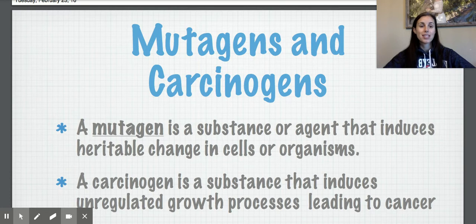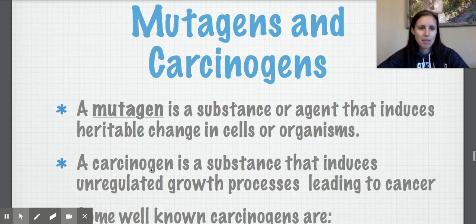Let's talk a little bit about things that can cause those mutations. So we mentioned before that mutations just naturally happen. However, there are some things that we do to our body or that we put into our body that make it more likely that you are going to mutate your cells. So a mutagen is a substance or agent that induces heritable change in cells or organisms. So it's essentially something that you put into your body, or something that affects your body, that could cause your DNA to mutate, and that could actually be passed on to your children. So it could actually cause the DNA in your gametes to mutate, your sperm or your egg cells, and pass it on to your children. So obviously you want to avoid anything that might be mutagenic.